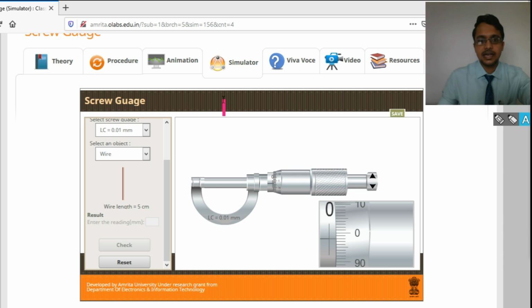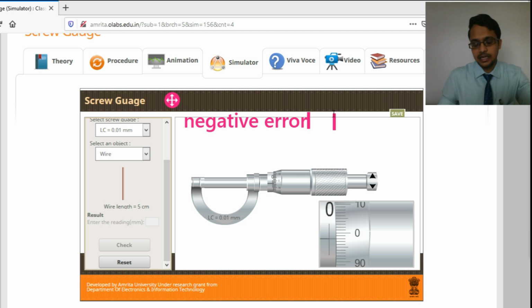So which kind of error will we get here? We will get a negative error. Now we have to calculate the value of this negative error. How to do that calculation? First, negative error means we will put a negative sign. Then we will put a bracket, then the total number of circular divisions.